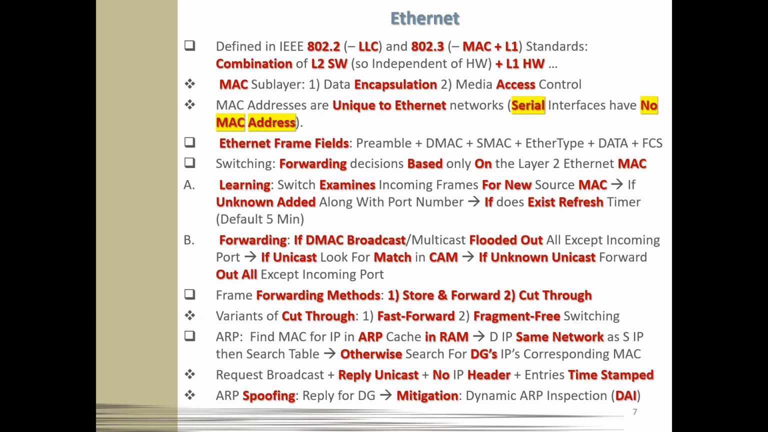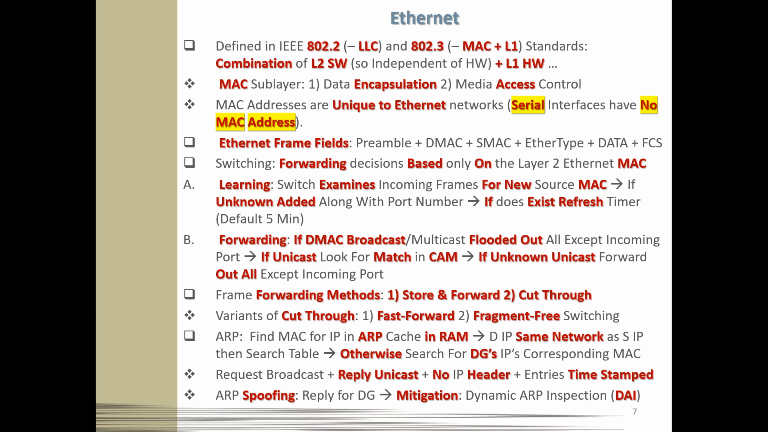Remember, with fragment free switching, we just care about collision fragment or runt frames. We do not do the whole CRC check or check the entire size of the frame. We just check the first 64 bytes to make sure that it is not categorized as a collision fragment or runt frame, meaning that it's bigger than 64 bytes. If it is not, then just forward it.